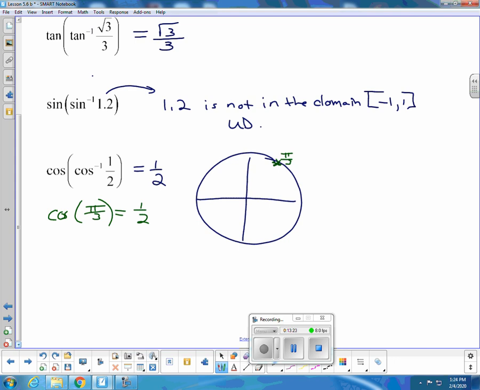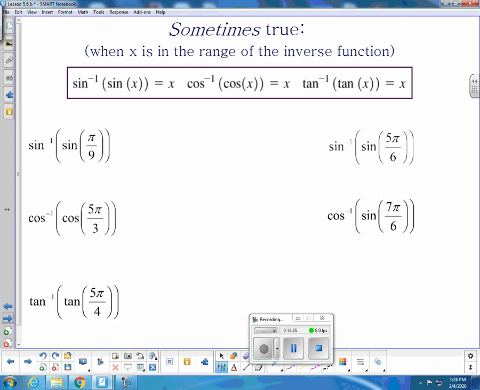If we look at composites the other direction, when we have the inverse and then the trig value, it's sometimes true, depending on if you're in the correct part of the circle. But if it's not true, you can find it. So, is pi over 9 between negative pi over 2 and positive pi over 2?